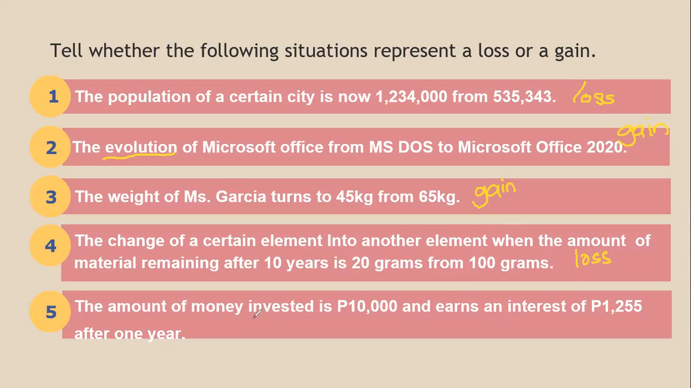Now number 5, the amount of money invested is 10,000 pesos and earns an interest of 1,255 after 1 year. Okay, so dito naman, nag-invest ng 10,000 and nag-earn ng interest ng 1,255 pesos. Nadagdagan yung kanyang pera, so naging 11,255 pesos na. So that is obviously a gain. All right, I hope this is clear to us. We will be using this concept in our lesson.